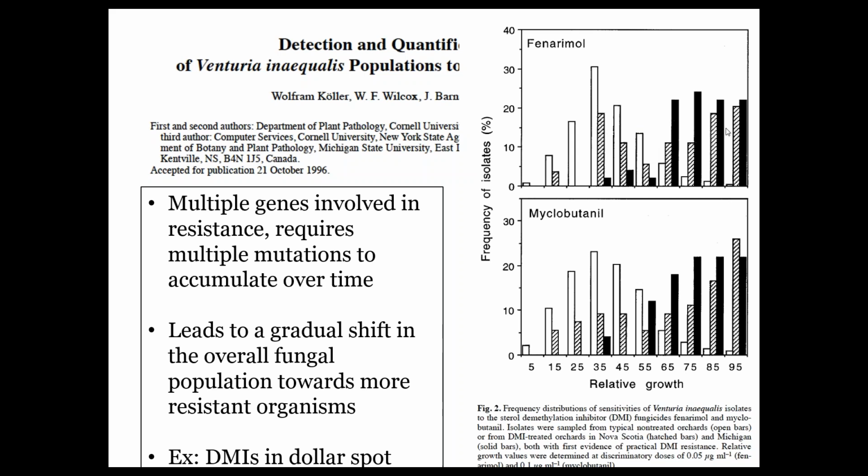It continues to shift towards resistance in response to repeated DMI fungicide applications. If we look at the initial population, these white bars, we do see that even without any exposure to DMI fungicides, there are some isolates that have some level of resistance. So when we apply DMI fungicides, we're selecting for these resistant isolates to grow and take over more of the population. On the flip side, when we have these more resistant populations, we do still have a small percentage of the population that has sensitivity to the DMI fungicide. So again, multiple genes requires the accumulation of multiple mutations over time, and it leads to this gradual shift in the overall fungal population towards resistance, and that typically manifests itself as not reaching the full desired reapplication interval.